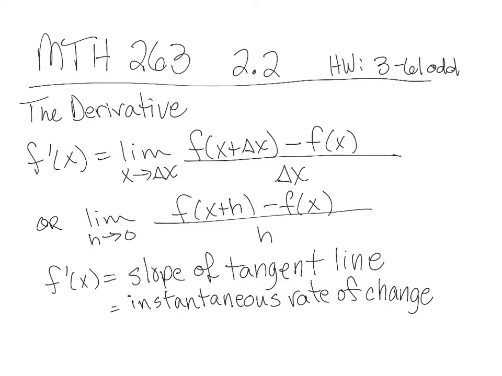We have arrived at actual calculus. Section 2.2, your homework is 3 through 61 odd. Make sure that when you take these derivatives, you simplify your answer as much as possible, because pretty soon you're going to have to set that derivative equal to 0 and solve for x.